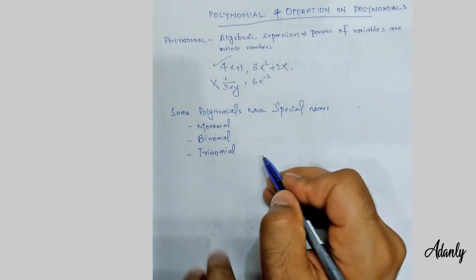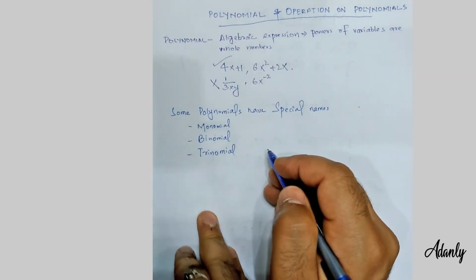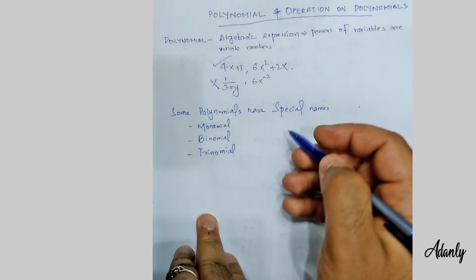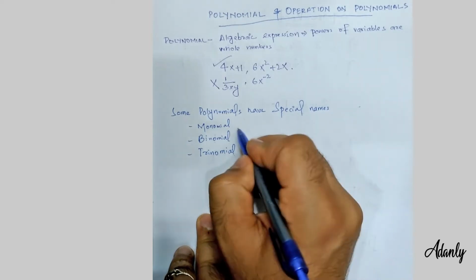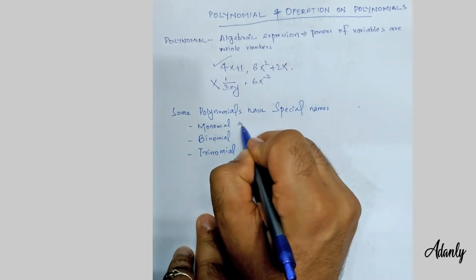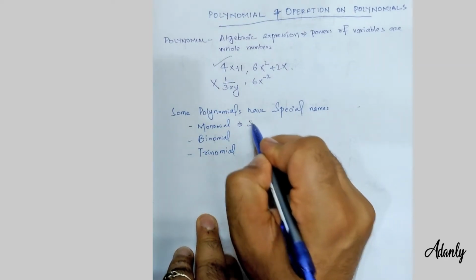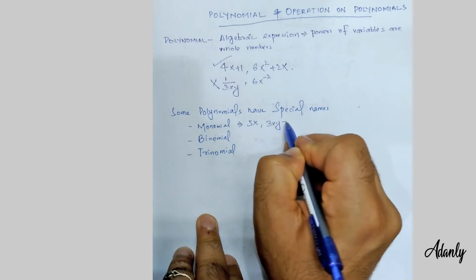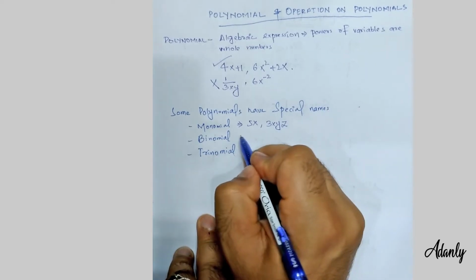Now some polynomials have special names like monomial, binomial, trinomial. A polynomial consisting of only one term is called a monomial. For example, 5x is a monomial and 3xyz is also a monomial, etc.